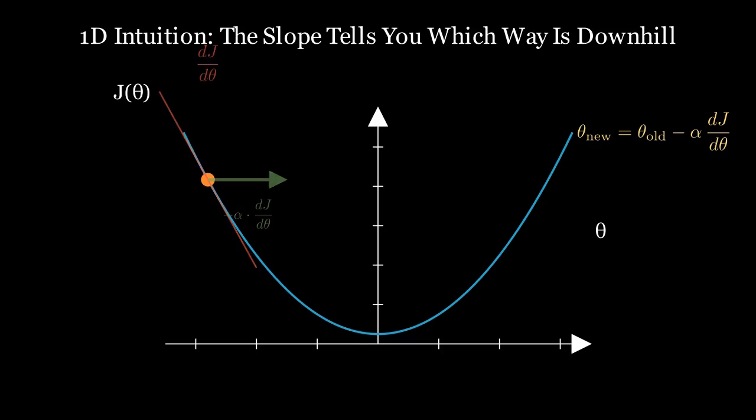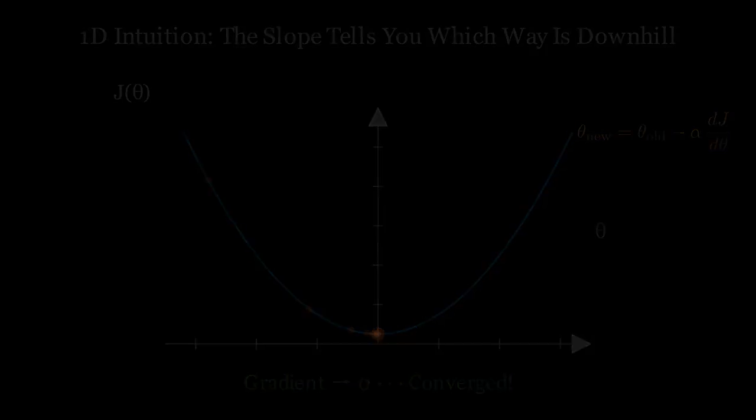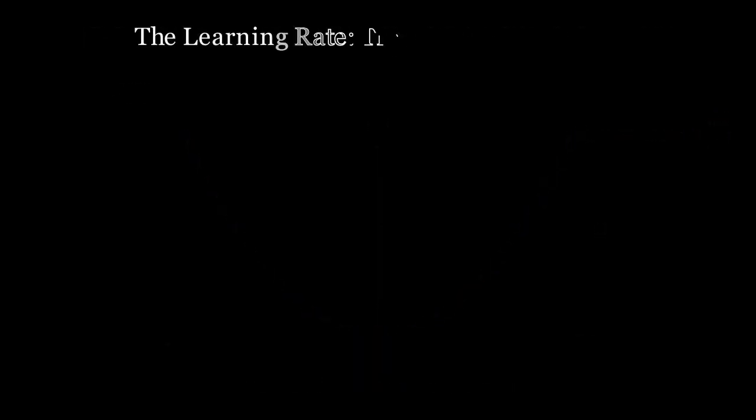This gives us the update rule. New theta equals old theta minus a small number alpha times the derivative. Subtract the slope, take a step, repeat. Watch it work. The dot senses the slope, nudges downhill, and does it again and again. Near the bottom, the curve flattens, the derivative shrinks, and the steps naturally get smaller. The algorithm gently halts right at the minimum. This is convergence.